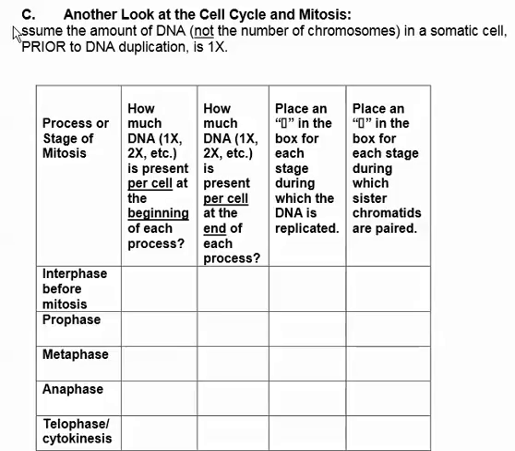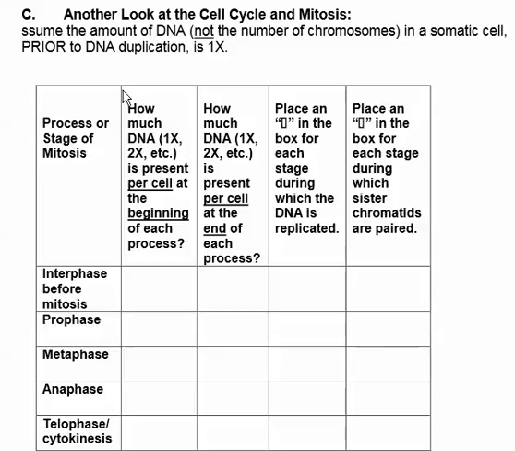This got deleted, I'm sorry. It says assume the amount of DNA, not the number of chromosomes, in a somatic cell prior to DNA duplication is 1x. So what this means is we're looking at before the S phase of interphase. That means prior to DNA duplication, because S phase of interphase is when the DNA duplicates, which means after DNA duplication, the amount of DNA would be represented as 2x.